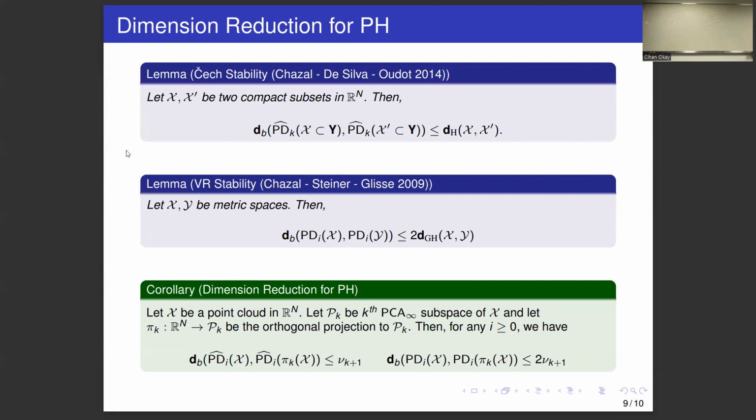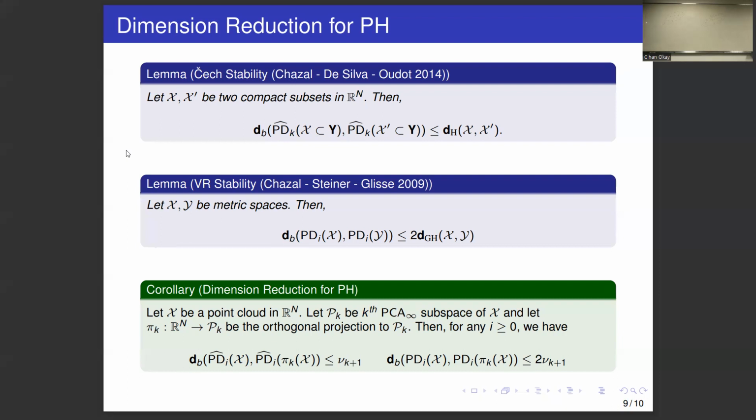Now, by using these two stability theorems, take any point cloud and project it down to a k-dimensional subspace. Then your projection will live in R^k. There is no k-homology there; there cannot be any k-homology. It will be crushed. In R^3, there is no 3-homology. You cannot have a closed 3-manifold in R^3.